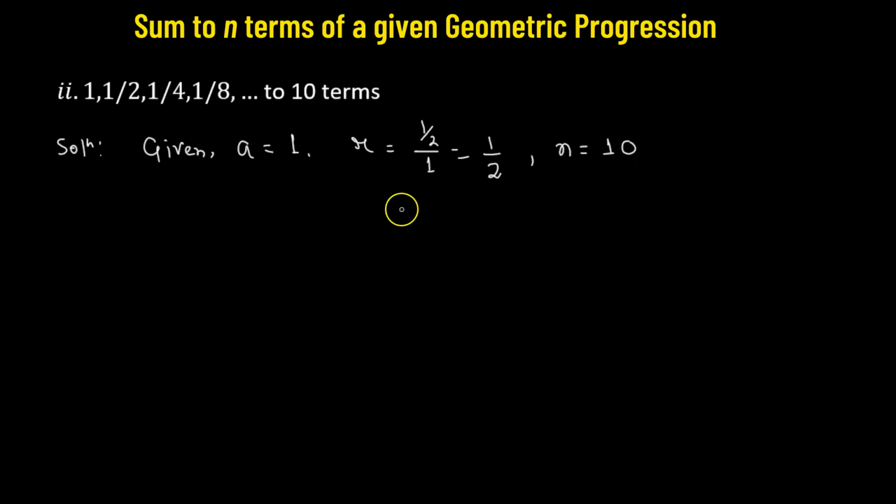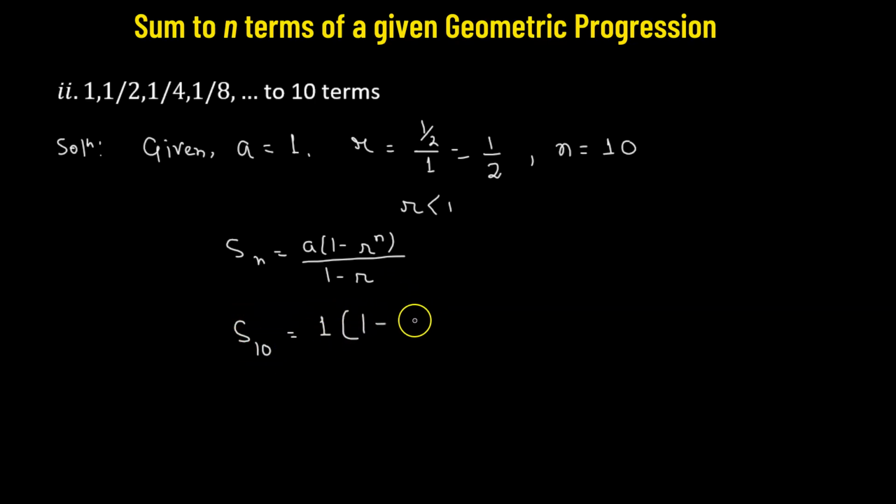Now this time the r value is clearly less than 1. So we're going to use the formula Sn equals A times 1 minus r raised to the power of n, divided by 1 minus r. So the sum up to the 10 terms will be equal to the first term multiplied by 1 minus r, where the r value is half, raised to the power of 10, divided by 1 minus r. That means 1 minus half, so we have 1 minus 1 over 2 raised to the power of 10.